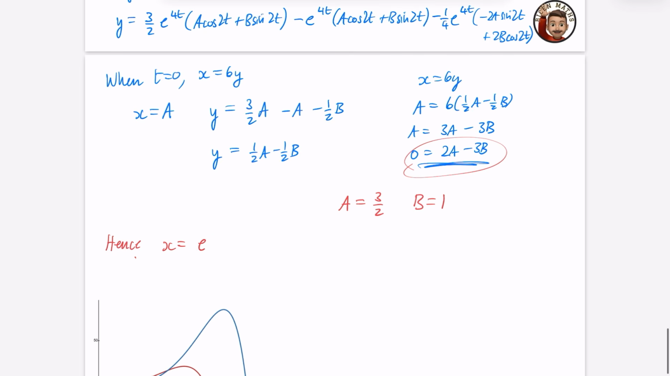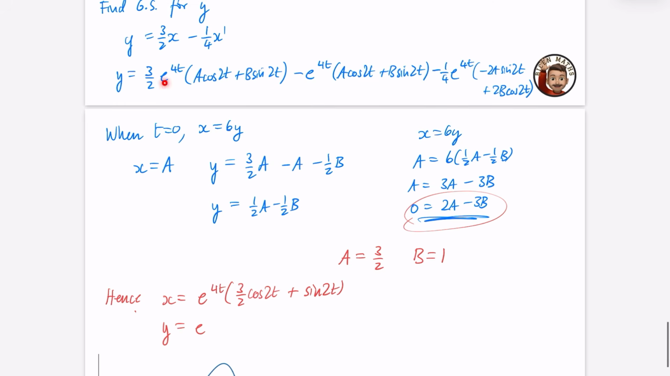So x is e to the 4t (a cos 2t plus 1 sine 2t), and y is equal to quite a lot of stuff that we need to work out here. I'll see if I can do this in one calculation. I'll do all of the cos parts together, okay? So this is a cos part, this is a cos part, and this is a cos part. So bear with me with this.